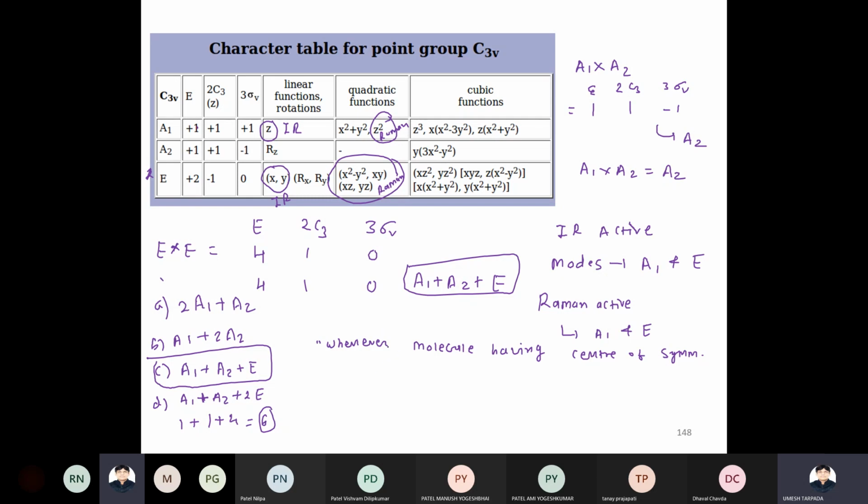But see, molecule having center of symmetry, then none of the modes are both active. That means those modes which are IR active must be Raman inactive, and Raman active must be IR inactive.